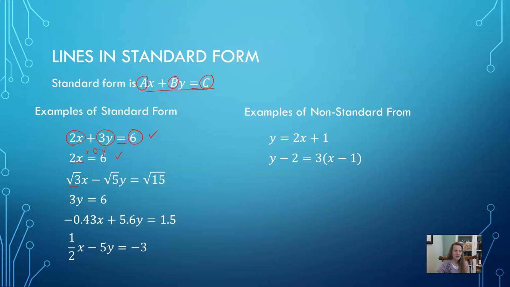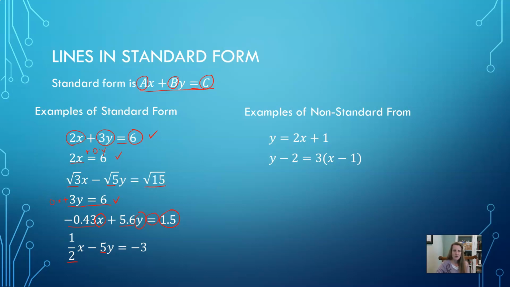I can have irrational coefficients, that's fine, like square roots. I can have decimals, like down here. I can have fractions. It doesn't matter as long as there's an equal sign. And I have all of my x's grouped together, all of my y's grouped together, and everything else on the other side. What about this one right here? 3y equals 6. Remember, there's that implied 0 times x in there. So yes, it is indeed in standard form.